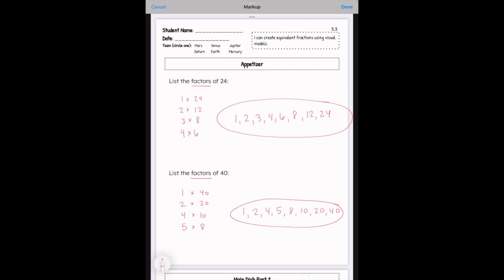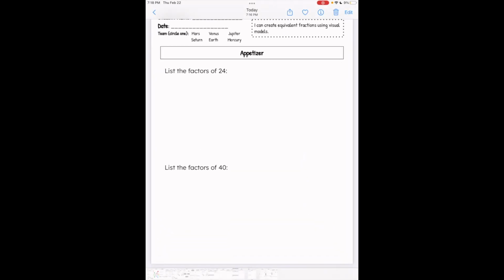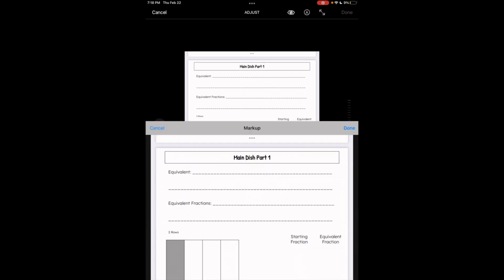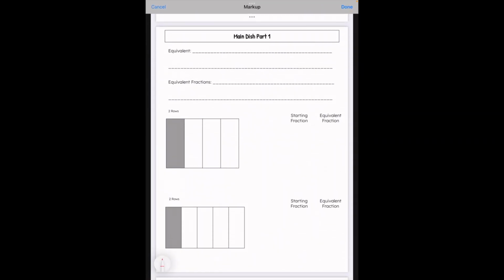Alrighty, let's go ahead and turn to the main dish. Today we're going to be focusing on creating equivalent fractions, and before we get into it, we are going to do a little bit of vocabulary work to make sure we're on the same page with what those mean. Equivalent just simply means equal in value. Equivalent fractions then mean fractions that represent the same value even though they look different.